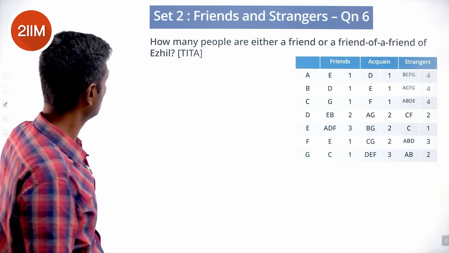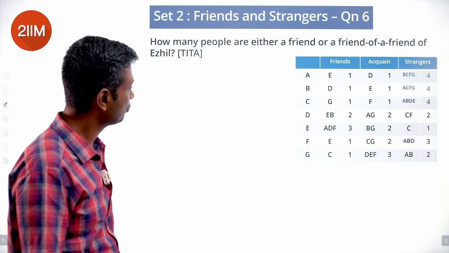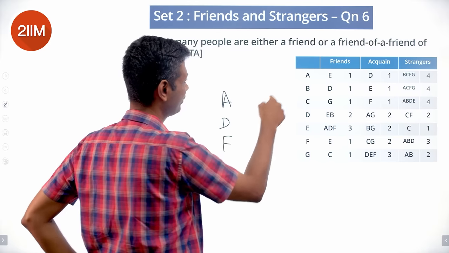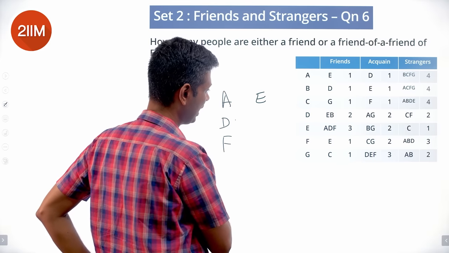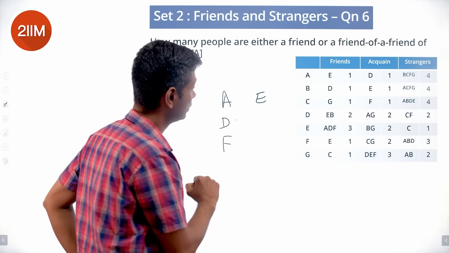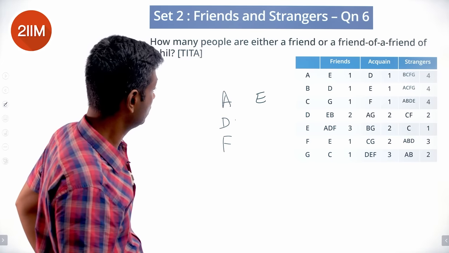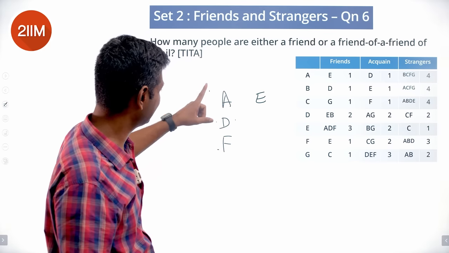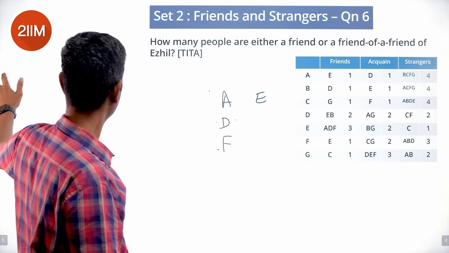Again, simple. How many people are either a friend or a friend of a friend of Ezhil? Friends are A, D, F. That's in the bag. A's friend is E. B's friend is D. And F's friend is E again. So Ezhil has three friends, A, D, F. A has E as a friend, B has D as a friend, F has E as a friend. So friend or friend of a friend.